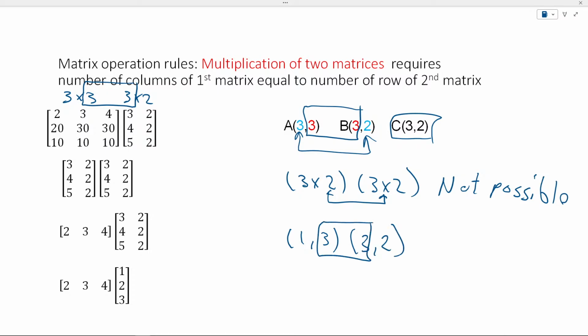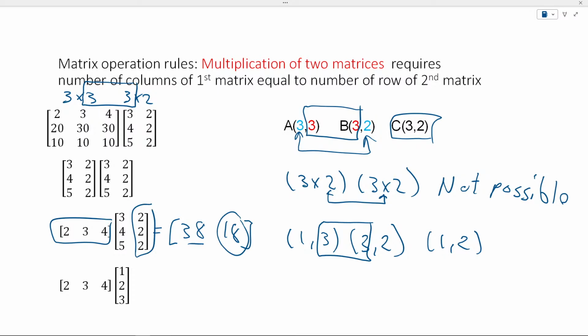Yes, because here 3 is equal to 3. What would be the size of the remaining of the product of these two matrices? The size would be 1 times 2. So if I multiply this together, the answer would be 38 and 18. You multiply this guy by this guy, you get the 38. Then you multiply this guy by this guy, you get the 18 here. And that's how you can do this.